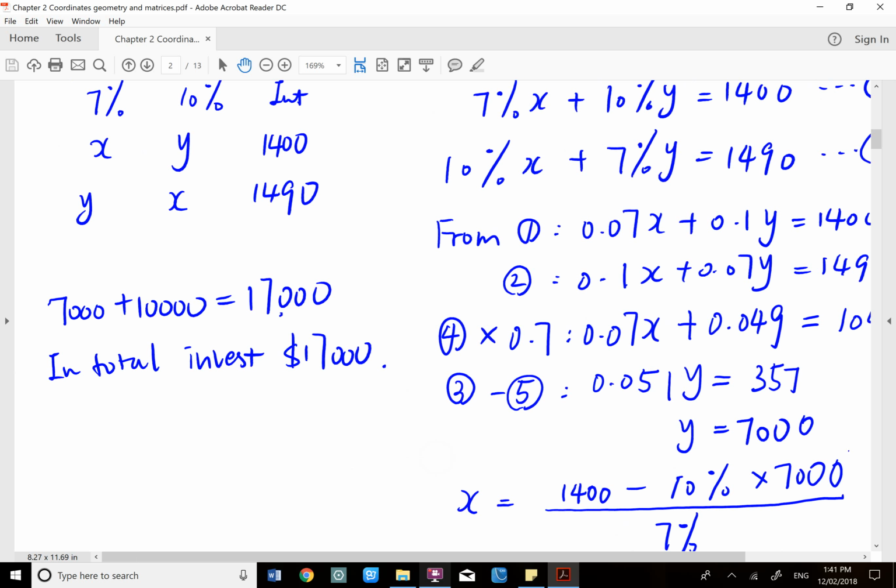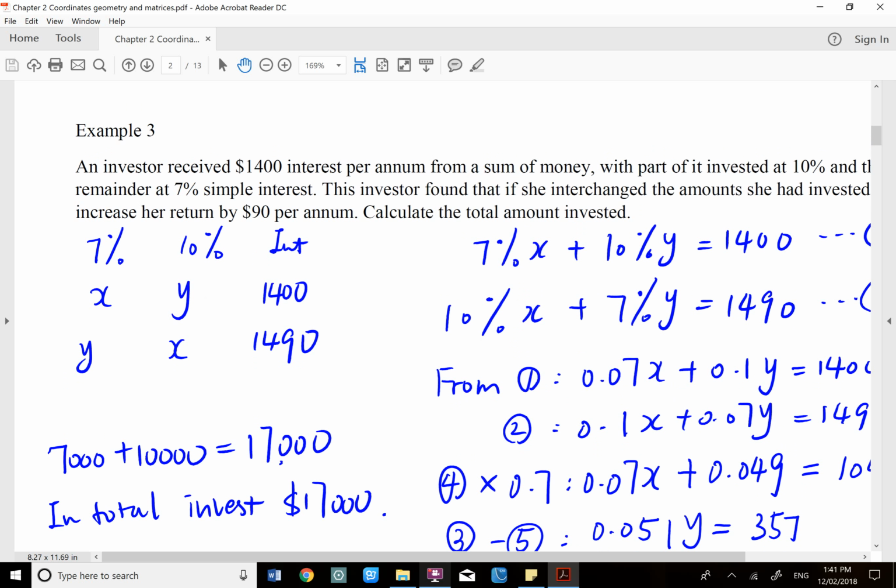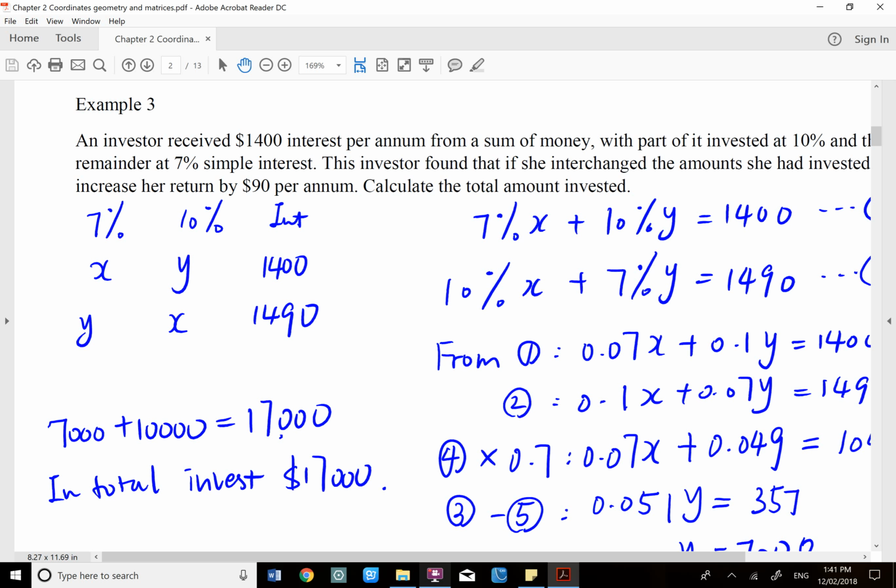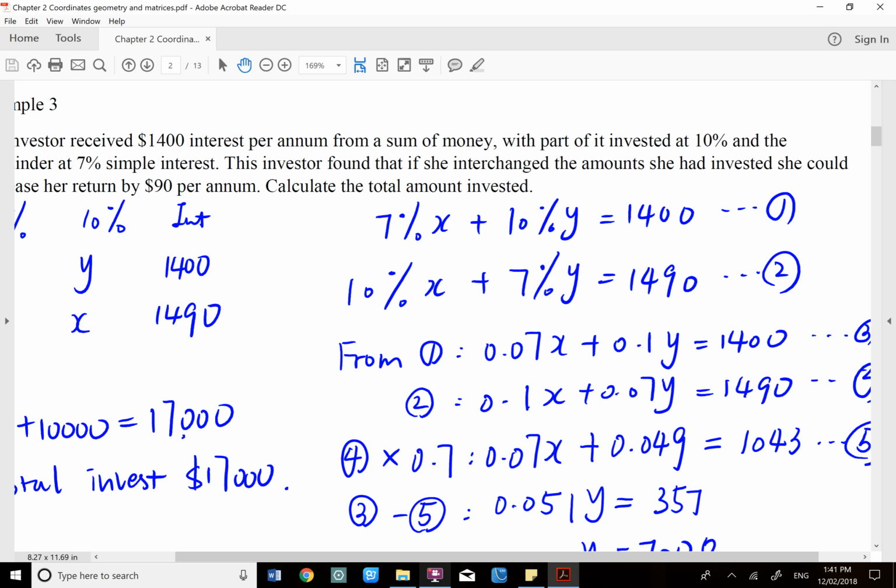Okay, next one. I think a lot of you got the understanding of this question. It says someone has received 1,400 interest per annum from a sum of money. Okay, he got some money, and then he invests part of it at 10% and the other part at 7% simple interest. It's only simple interest.